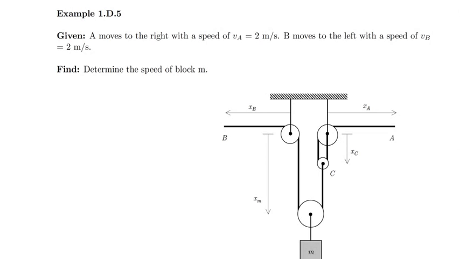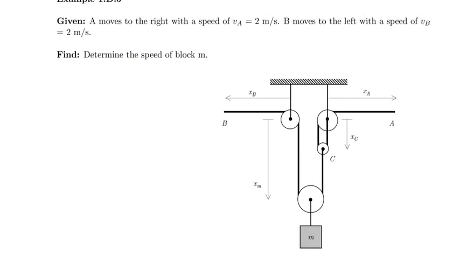Okay, so in this example we have actually two ropes, it appears, and we're told that point A moves to the right with the speed of VA, and that point B moves to the left with the speed of VB, and we're asked to determine the speed of block M, which is suspended by one of these two ropes.